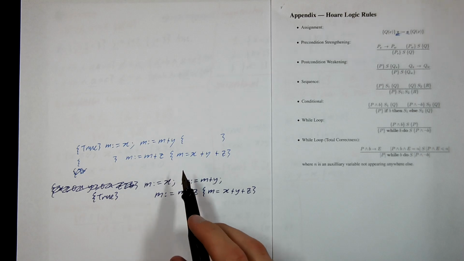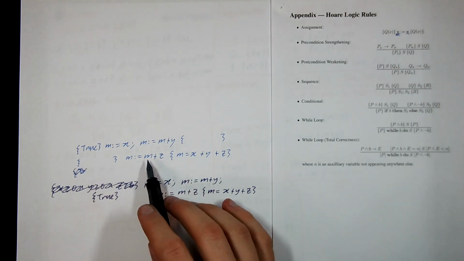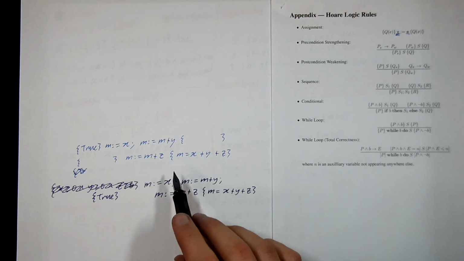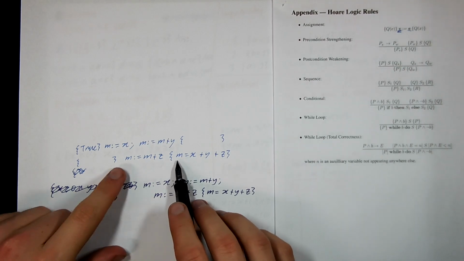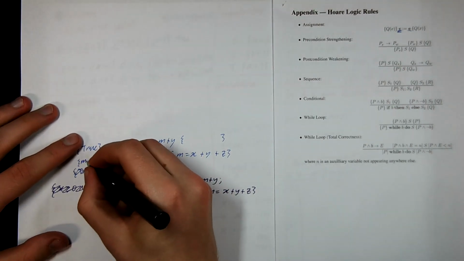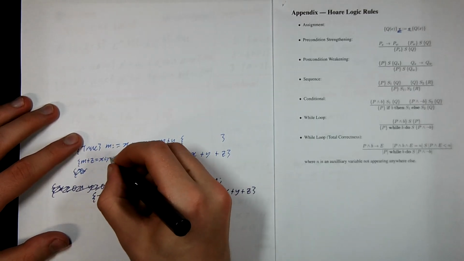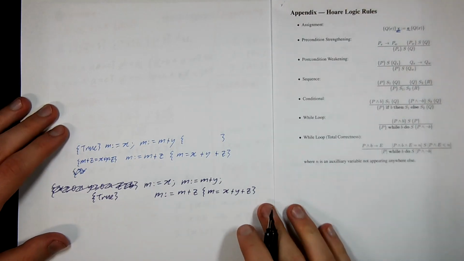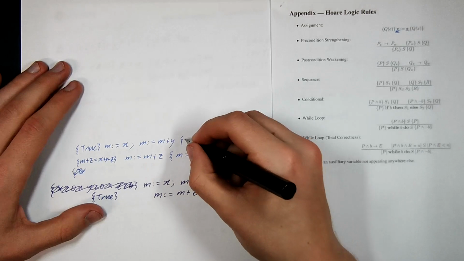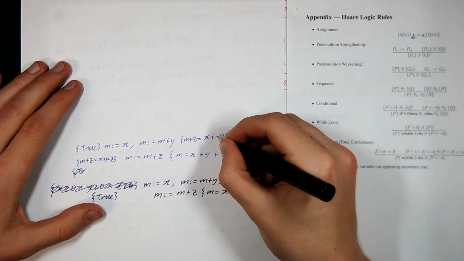Well, I can do assignment rule backwards. So what would have to be over here, such that if I replaced m plus z with m, I would get this over here. Alternatively, what happens if I replace the m's with m plus z? Well, I'm going to get m plus z is equal to x plus y plus z. Okay? Now I have to use the same post condition up here. M plus z is equal to x plus y plus z.